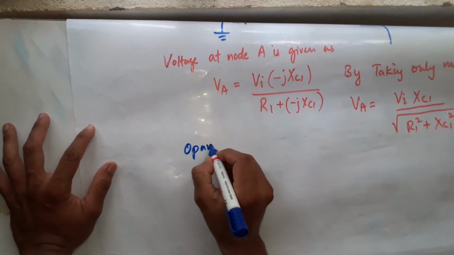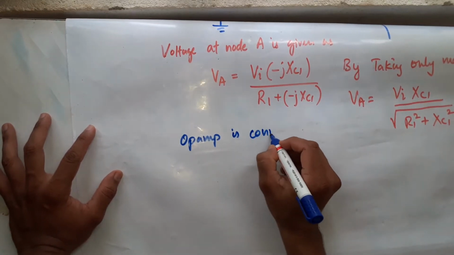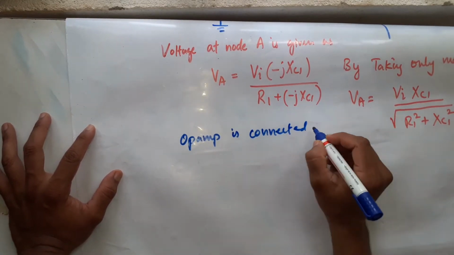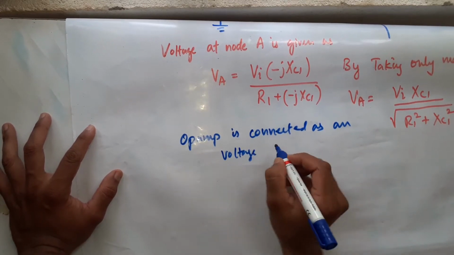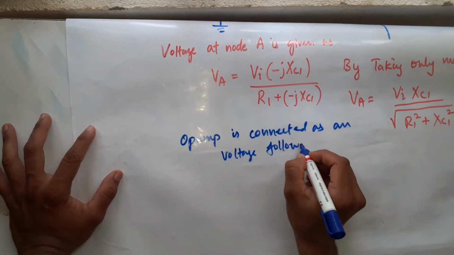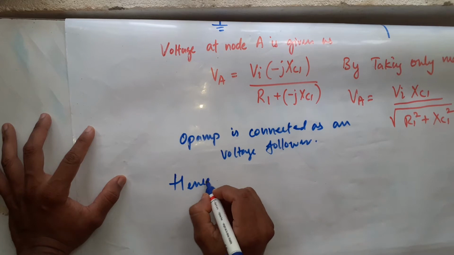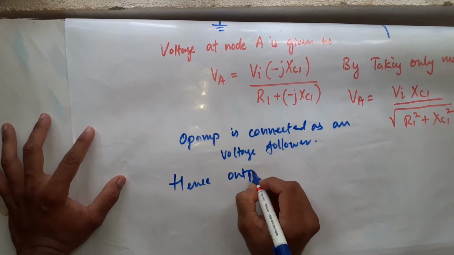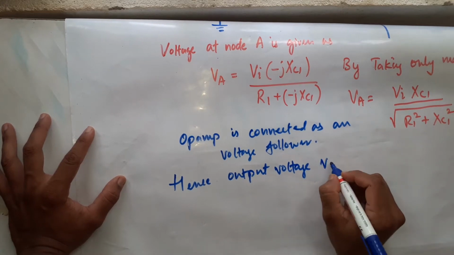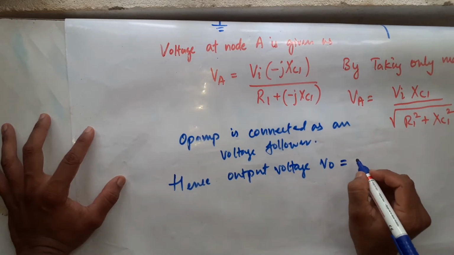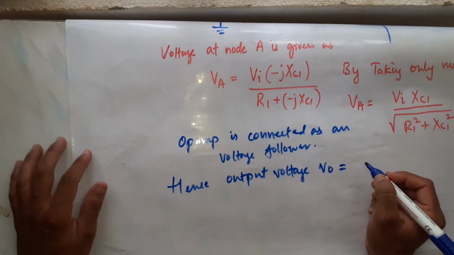Op amp is connected as a voltage follower, hence output voltage V0 is equal to, when it is working as voltage follower, output is equal to input, right?